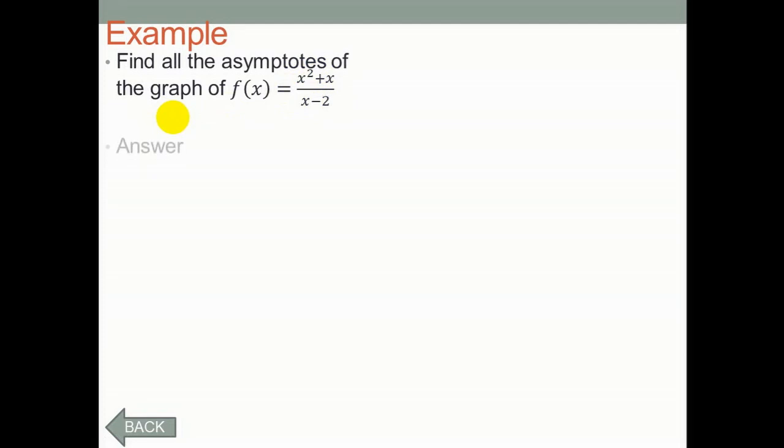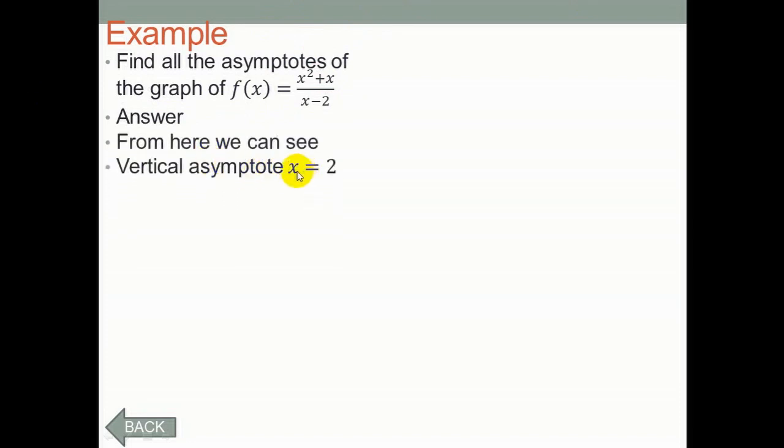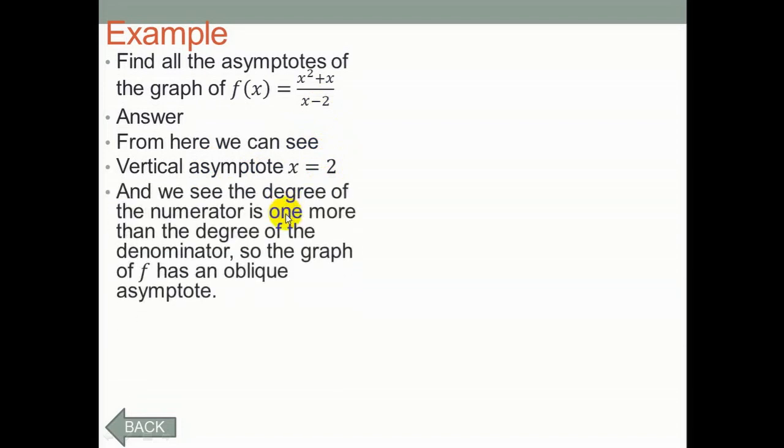From here you get x minus 2 as the denominator, so the vertical asymptote is x equals 2. And then for the oblique asymptote, you need to use long division.